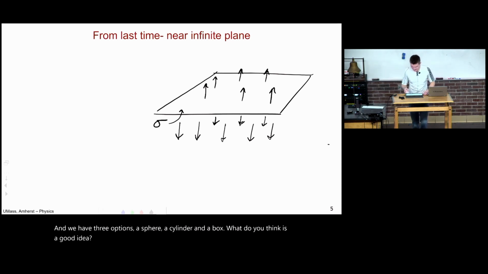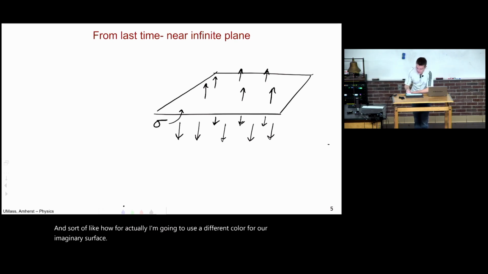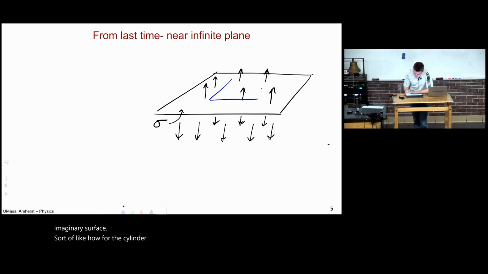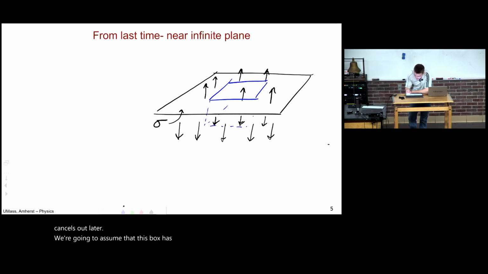A box, yeah. So we're going to draw a box, and I'm going to use a different color for our imaginary surface. Sort of like how for the cylinder, we introduced this length of the cylinder L in our derivation, and it canceled out later. We're going to assume that this box has a cross-sectional area that I'm going to call B, just some variable. So the size of this surface right here is B. I'll write it in red.